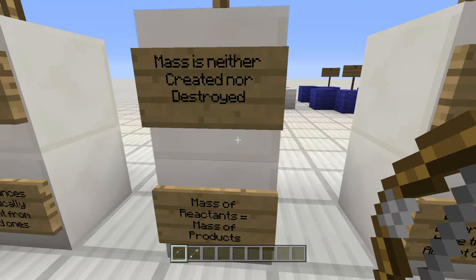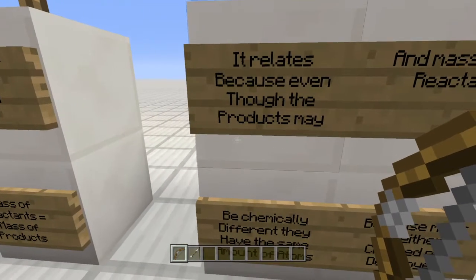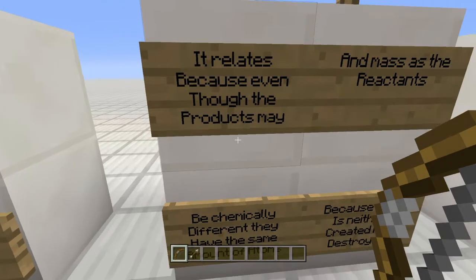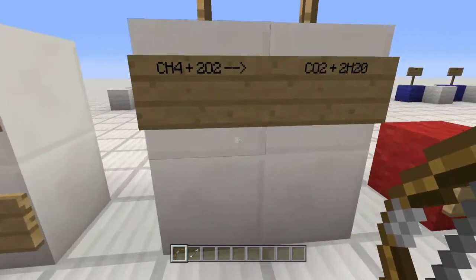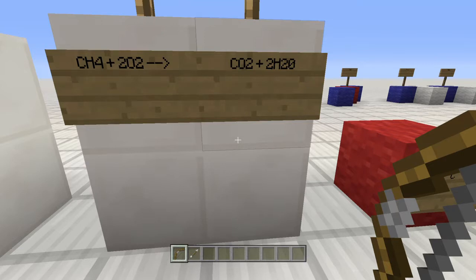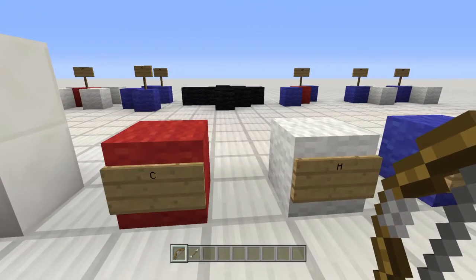The law of conservation of mass relates to chemical reactants because they have the same amount of mass and have all the atoms from before, because mass is neither created nor destroyed. An example of this would be in CH4 plus 2O2 equals CO2 plus 2H2O. As you can see, all the atoms present in the reactants are present in the products, and I can demonstrate this with a diagram I created.